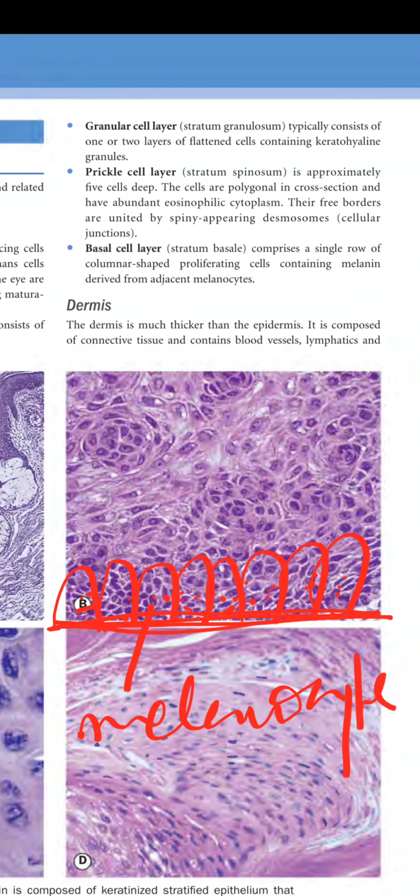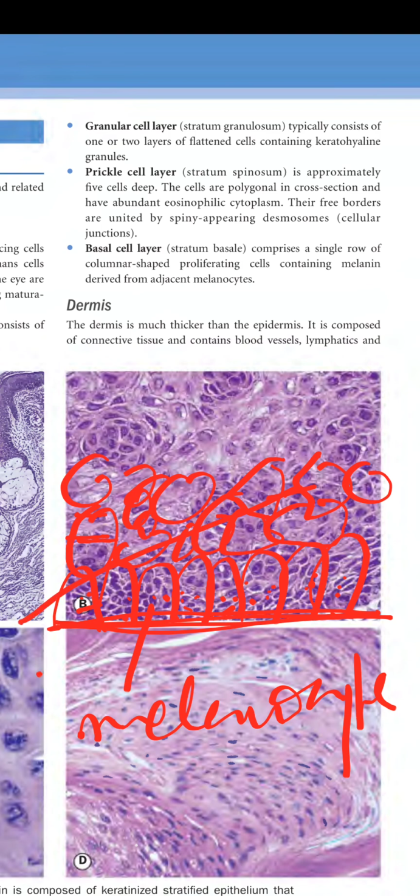Above this is the prickle cell layer, or stratum spinosum. It is 5 cell layers deep, 1 2 3 4 5, and it is polygonal in cross section. And what does it do? It unites the cells to each other with tiny desmosomes.